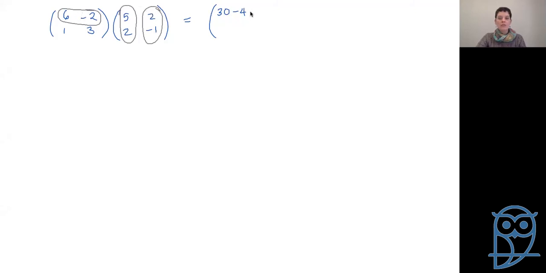So 6 times 2 gives us 12. Minus 2 times minus 1 is plus 2. And then we put our finger over the top row, because now we're working with the bottom row. 1 times 5 is 5, plus 3 times 2 is 6. 1 times 2 is 2, plus 3 times minus 1 is minus 3. So we've got all 4 positions. We just need to simplify those expressions.